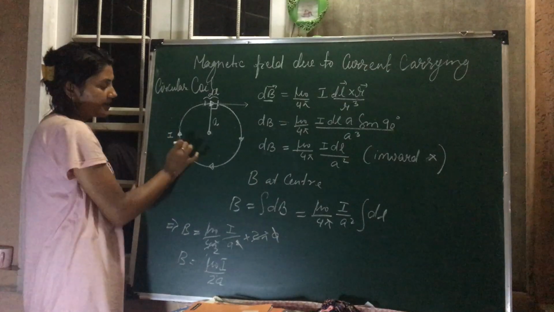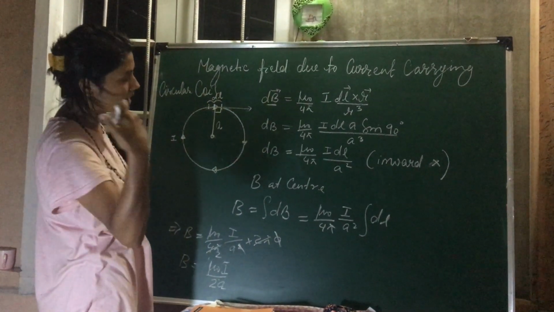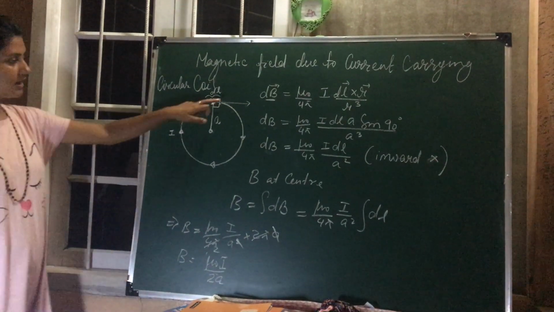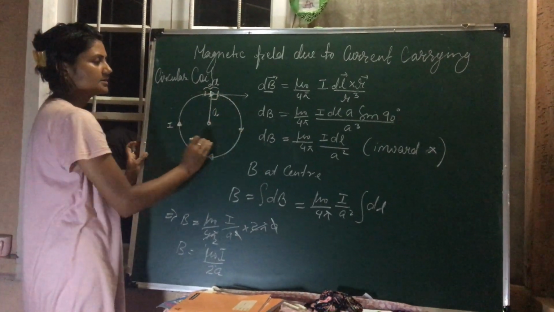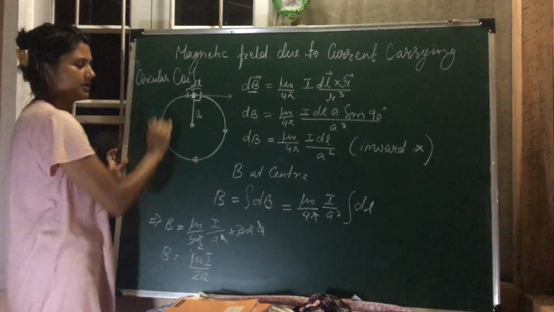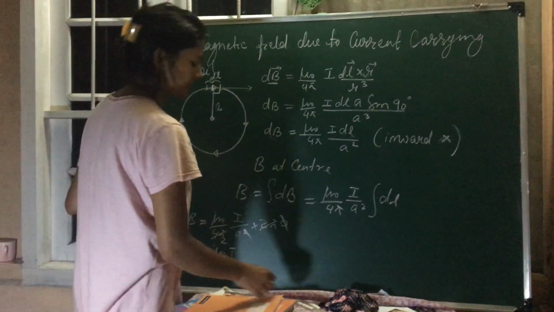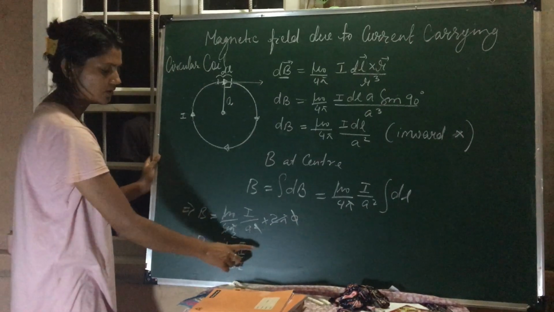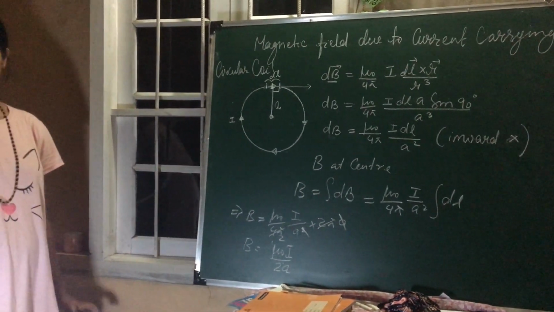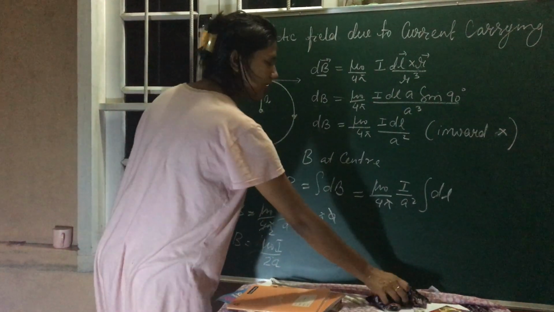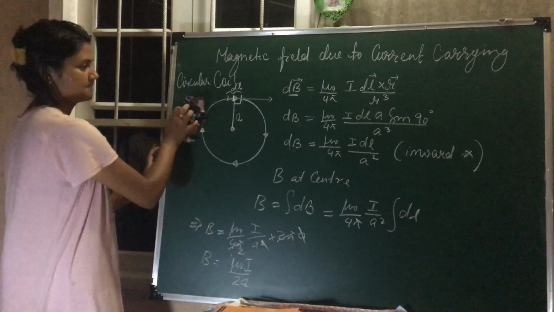If the direction of current is reversed, then the direction of magnetic field will be outward. Now, if there are n number of turns, let's say small loops of the same radius, then what will be the magnetic field? B is equal to mu 0 N I by 2a. This one you can check in your notes. Is it clear? Mu 0 I by 2a.